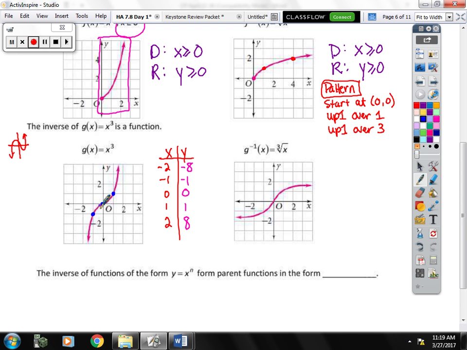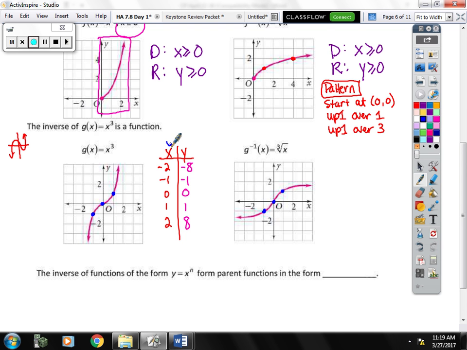Now, for the inverse function, remember, to get your inverse, it's going to be reflected across the line y equals x. Well, these happen to fall on the line y equals x. So notice, these points are exactly the same. So when you go to graph the inverse, you're going to think, oh, it looks exactly the same if you don't come up with those other points.